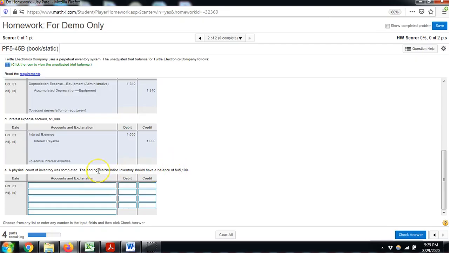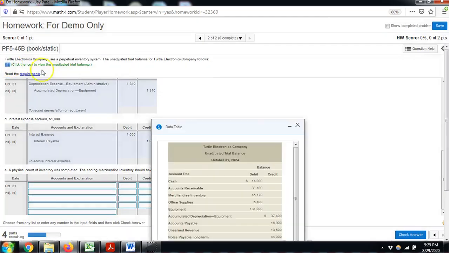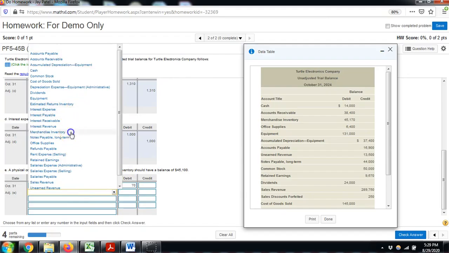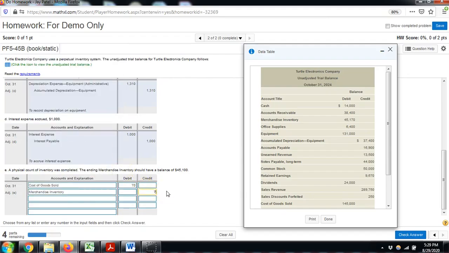Okay, so it's saying that our inventory balance should be 45,100. So let's see what the unadjusted trial balance says. It says that it is 45,170. So it looks like we have a cost of goods sold, shrinkage, stolen items, whatever it is. We need to expense cost of goods sold by this $70 difference and reduce our inventory balance by $70.